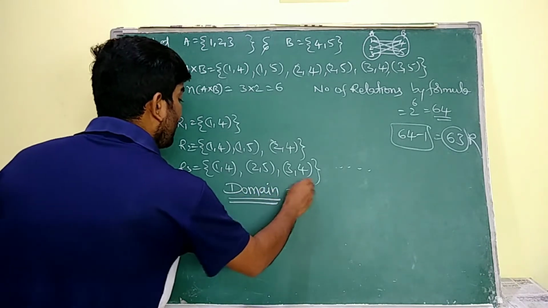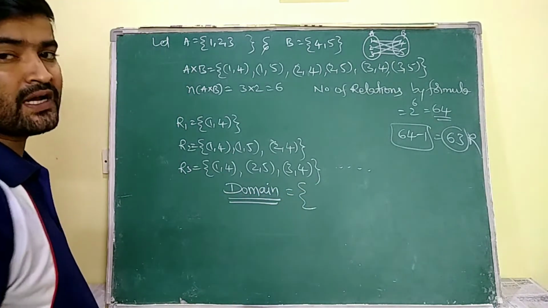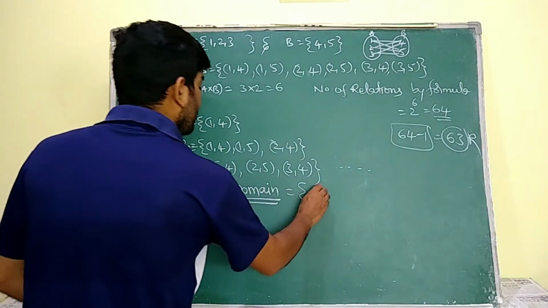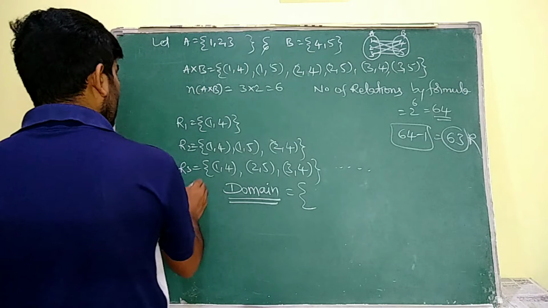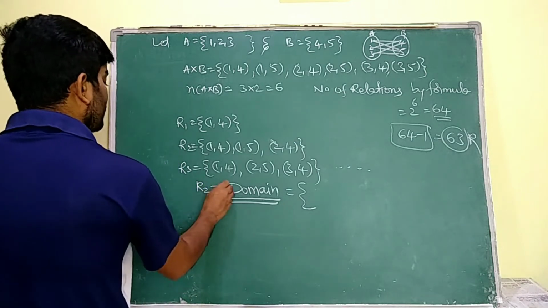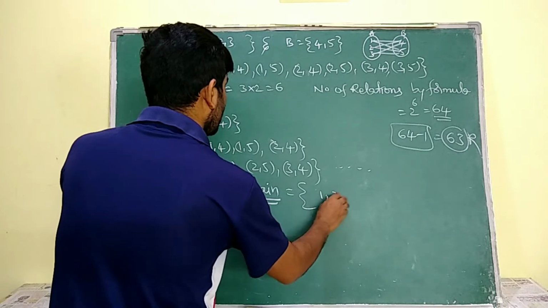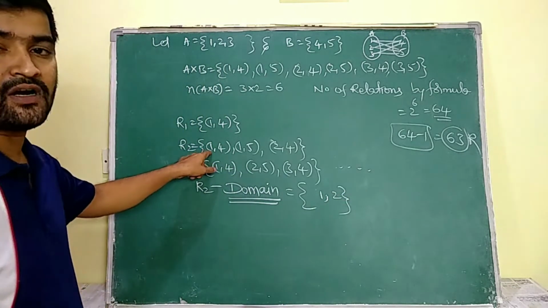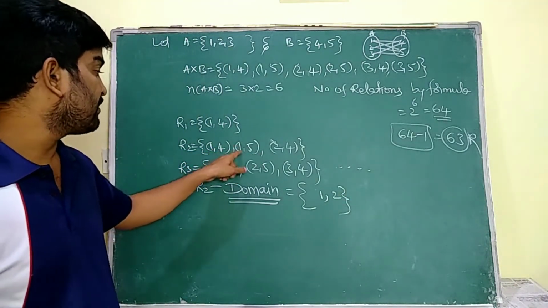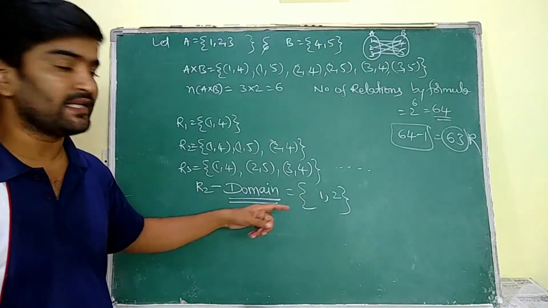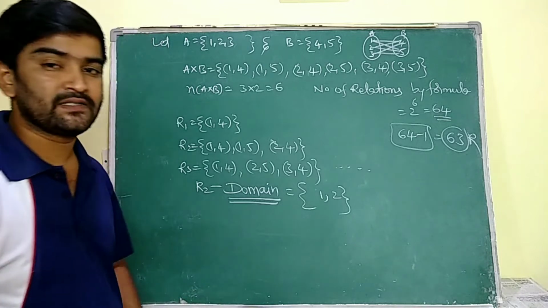Domain means all the first elements of a set is known as domain. So for example, the domain of R2 is {1, 2}. Why? Because if I write all the first elements here, 1, 1, 2. In a set we write an element only once, so {1, 2} is the domain.